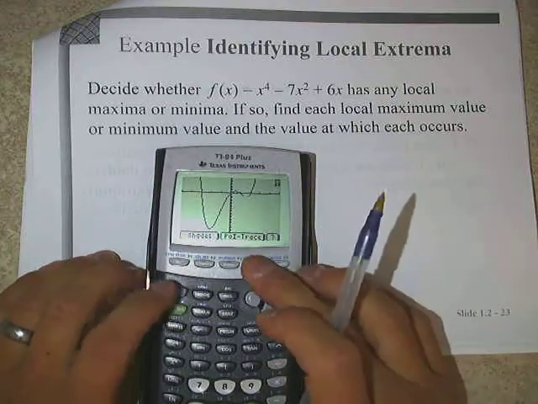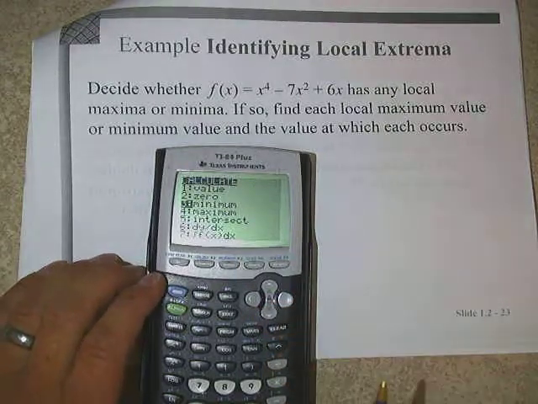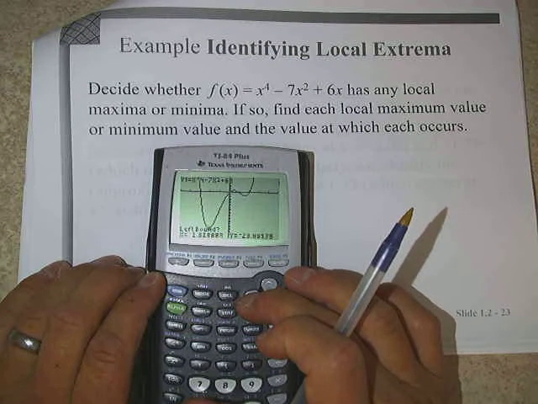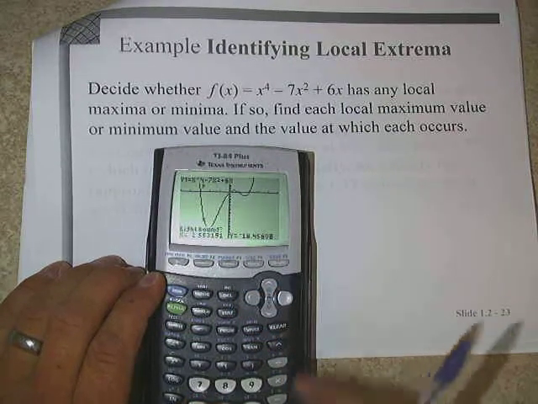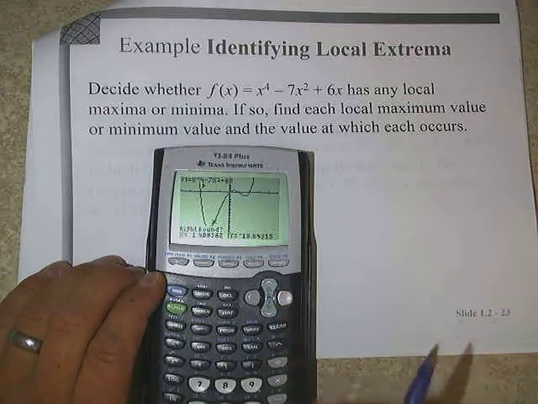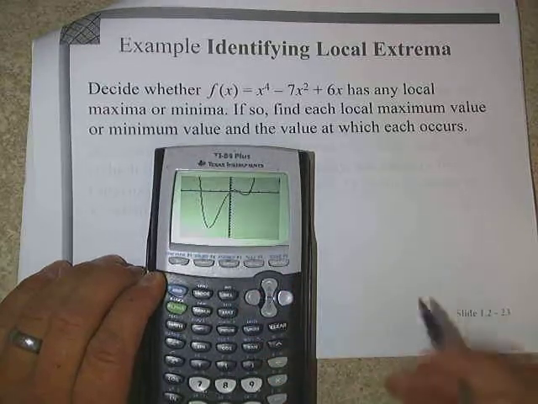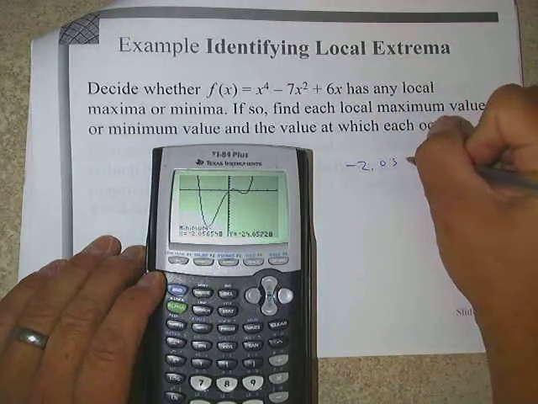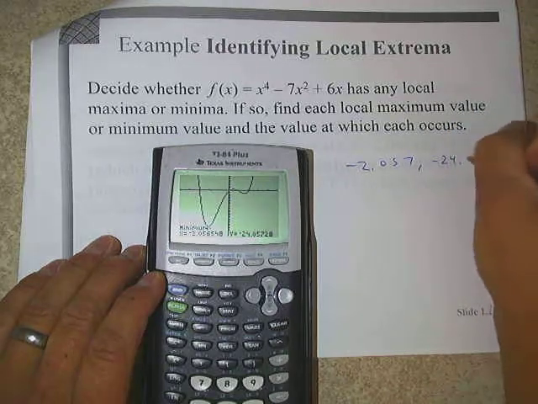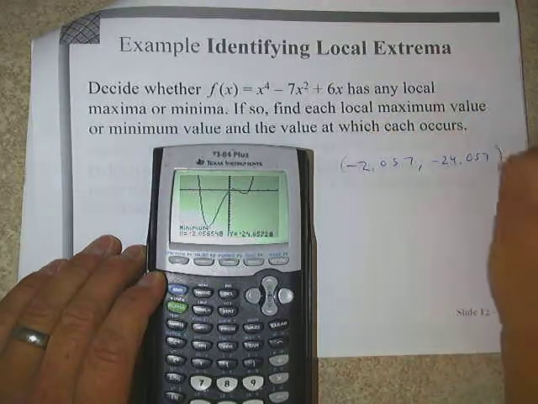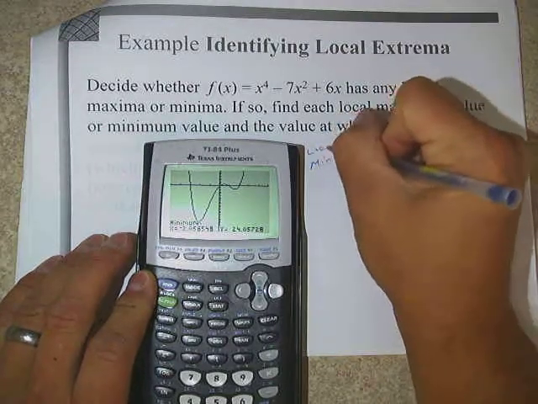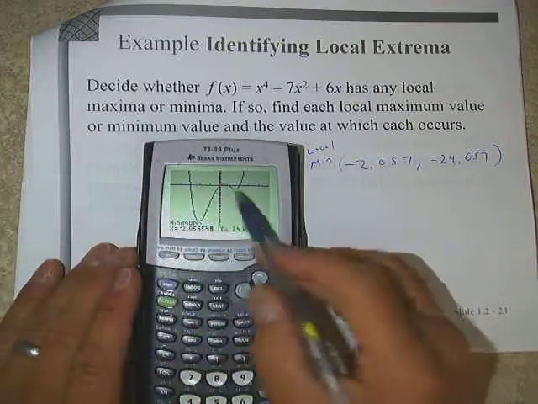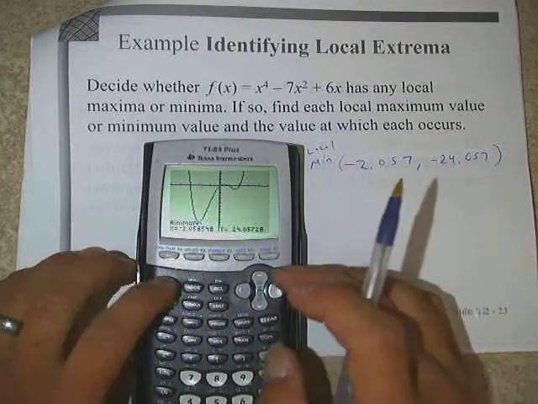Okay. All right, so let's start with this one. This point right here we can see is a minimum point, and the way we're going to find it is the way we talked about earlier with the minimum command. So I'm going to go ahead and find those. So I use my minimum command under the calc menu. I'm going to arrow over till I get to the left side of that. So now I'm left of it, hit enter. Right of it, hit enter, go back to the middle, hit enter, and I get the point negative 2.057, and the y-coordinate negative 24.057. So this would be a local minimum.